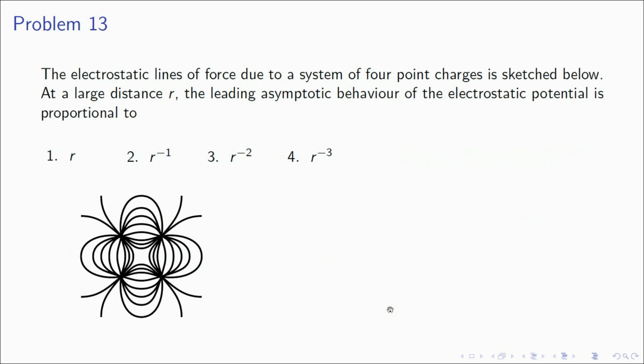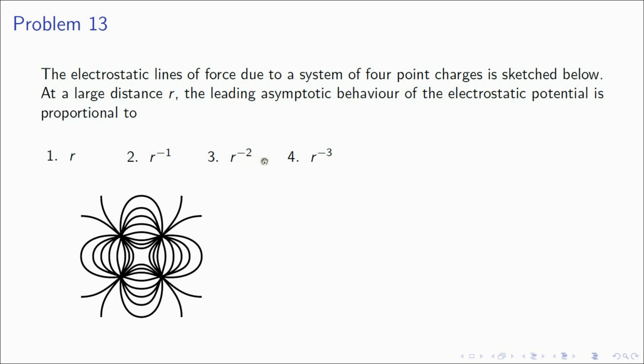Okay, so the next one is this. It says the electrostatic lines of force due to a system of 4 point charges is sketched below. So at a large distance r, the leading asymptotic behavior of electrostatic potential is proportional to what? r to the minus 1, r to the minus 2, or r to the minus 3.